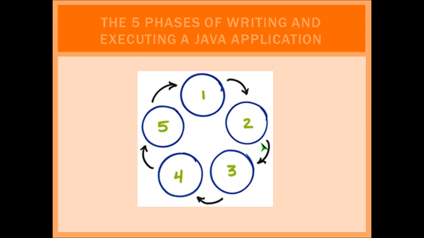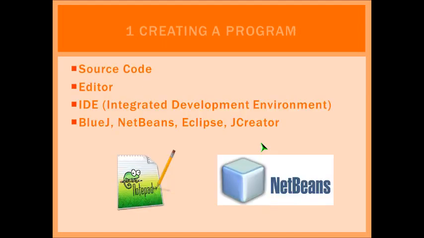The 5 phases of writing and executing a Java application. I'm just briefly going to touch this because this is actually pretty logical. Firstly, you have to create the program. Naturally, you can't run something that you have not created, right? And to do that, we write source code. For that, you can use something that we call an editor or an IDE. Now, an editor is something like Notepad++, and an IDE is something like NetBeans, BlueJ, Eclipse, or JCreator.